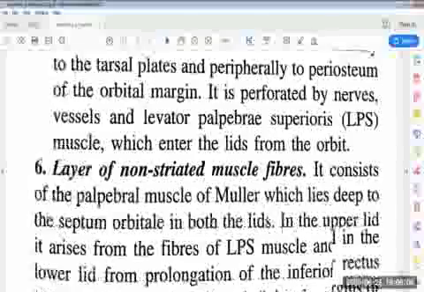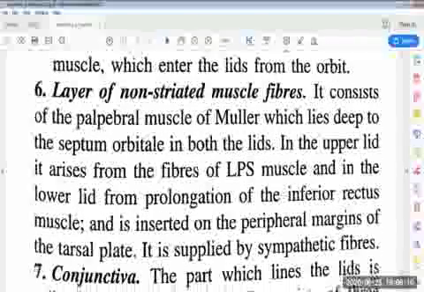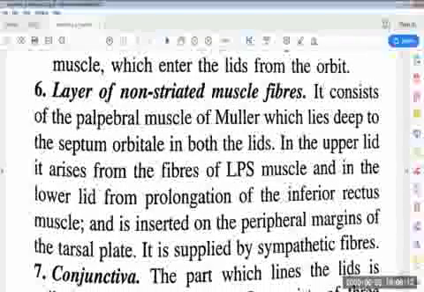Then comes the sixth layer, the layer of non-striated muscle fibers. It consists of the palpebral muscle of Mueller, which lies deep to the septum orbitale in both the lids. In the upper lid, it arises from the fibers of the LPS muscle, and in the lower lid from a prolongation of the inferior rectus muscle, and is inserted on the peripheral margins of the tarsal plate, and it is supplied by sympathetic fibers.